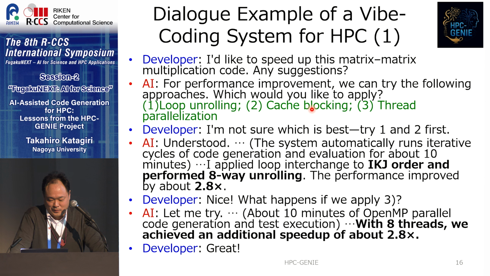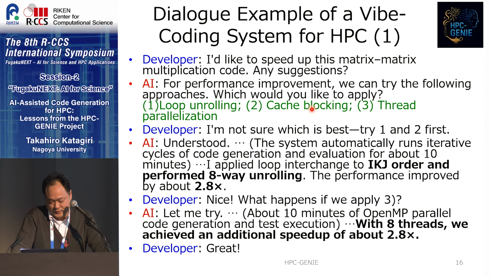So here is a kind of dialogue with AI in numerical computing. Actually, this is established now. This is not just a scientific option; this is the real thing. If we develop that, I'd like to speed up this matrix mathematical code. Any suggestions? So the AI answers: for performance improvement, we can try the following three options. The developer says, I'm not sure what is best, try 1 and 2 first. The AI understands, and automates code generation, testing, and all of them.